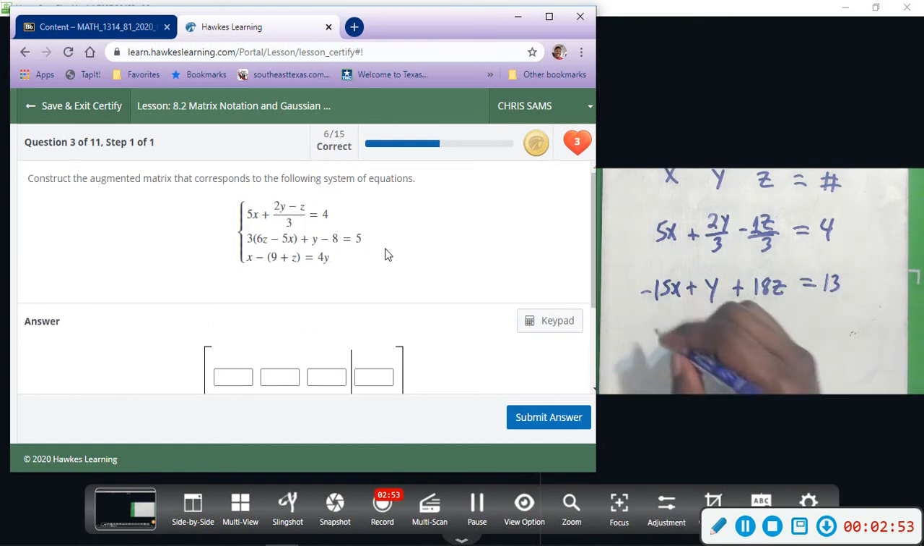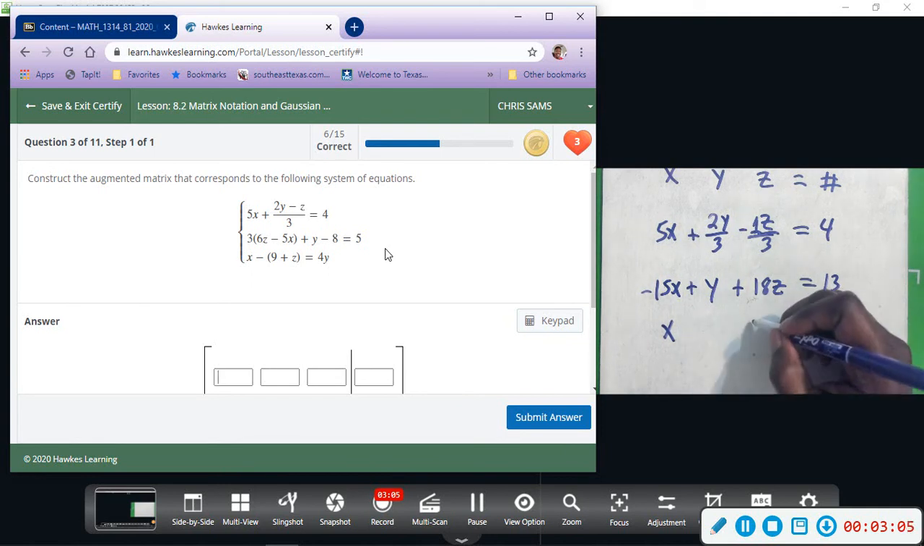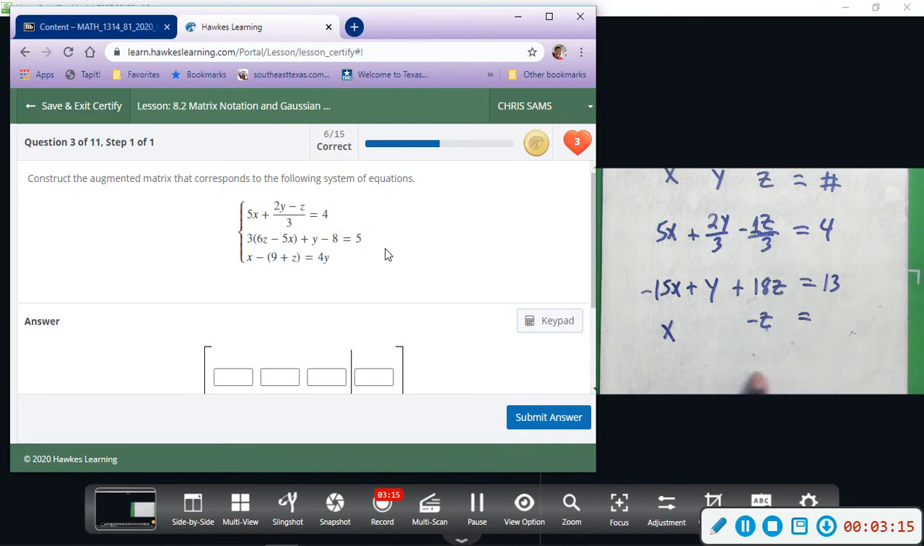So the x is by itself. I'm just going to go ahead and write the x down. And we have a negative, and then we have 9 plus z. So you're going to distribute a negative 1. So you have a negative 9 and a negative z. So I'm going to put negative z here. Now, the 4y is on the right side of the equal sign. We have to move that back over here. So we're going to subtract 4y, so it'll be over here as a negative 4y.